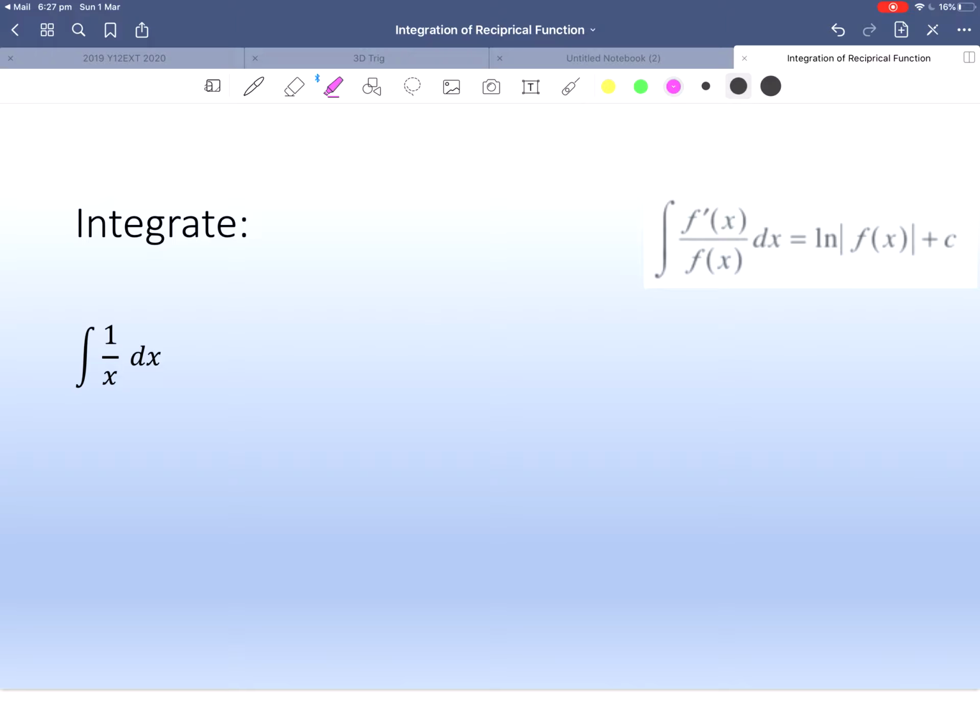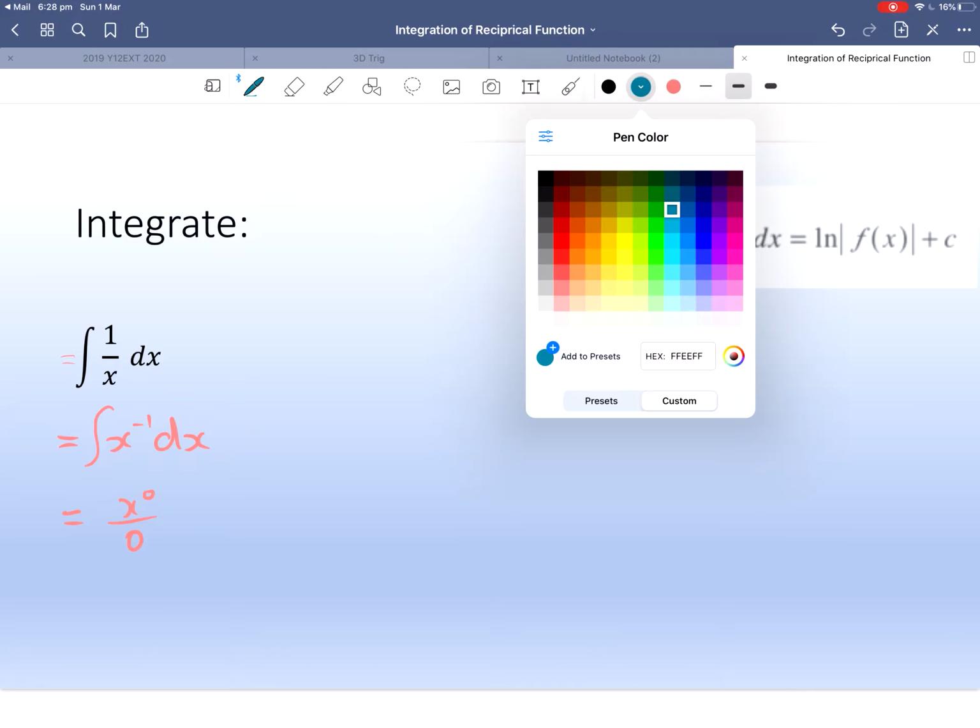Okay, so we've got a fraction here, and normally I would say, alright, if it's a fraction, change it to an indice. So let's do it, we change it to an indice. We still haven't integrated yet, okay, and now I'm like, oh yeah, sweet, I can just integrate that normally. Let's increase the power by 1. X to the 0, and then we divide by 0. But then we realize that there's a problem there.